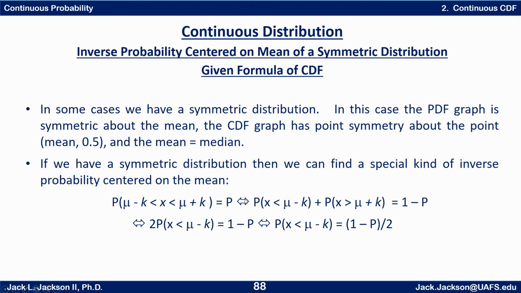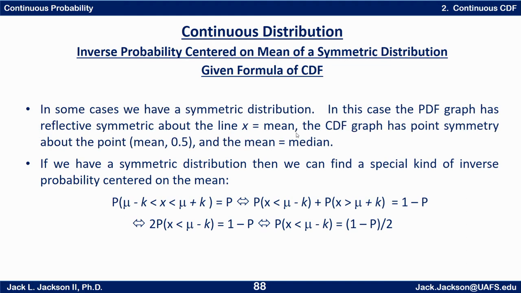Now, in some cases, we have a special situation where we have a symmetric distribution. In this case, the PDF graph is symmetric about the mean, with a reflective symmetry about the mean. And the CDF graph has point symmetry about the point (mean, 0.5), and then the mean will equal the median. Okay, so the PDF graph has reflective symmetry about the line x equals the mean. The CDF graph has point symmetry or rotational symmetry about the point (mean, 0.5), and the mean equals the median.